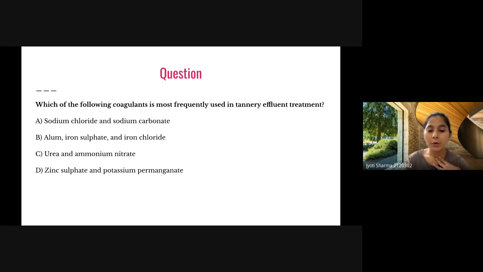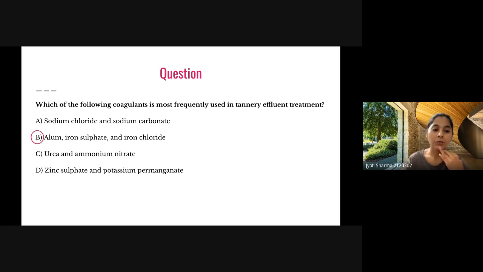Which of the following coagulants is most frequently used in tannery effluent treatment? Okay, so after the equalization tank, there is coagulation, flocculation, secondary treatment, and all. So, can you tell me the chemical or coagulant that we will use in tannery effluent treatment? So we have sodium chloride and sodium carbonate, alum, iron sulfate and iron chloride, urea and ammonium nitrate, zinc sulfate and potassium permanganate. I think you already have given me B answer. Yes, Venkateshwara has given me B answer.